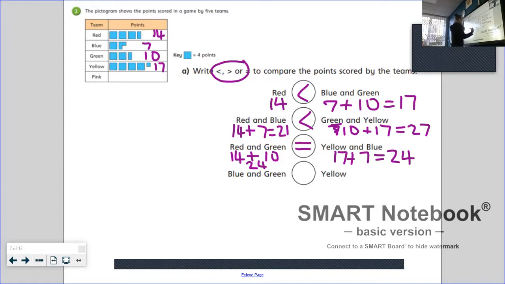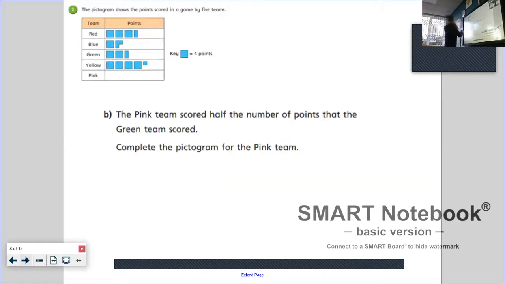And then the last one, we've got blue at 7 and green at 10. So we've got 17 here and yellow is 17 as well. So what have we got? A number equal to. I hope you're understanding how I'm unpicking all these questions. That's our comparison. So let me add these on again.